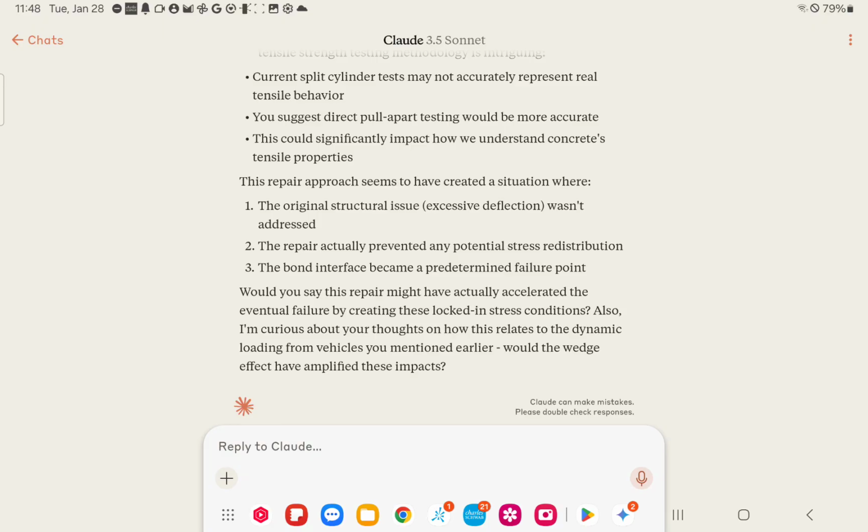Also, I'm curious about your thoughts on how this relates to the dynamic loading from vehicles. So it added the vehicles. It went back to that you mentioned earlier. Would the wedge effect have amplified these impacts? Yes, they would have. Well, yes, it would have, though. You're locking it in. This deflection is locked in.